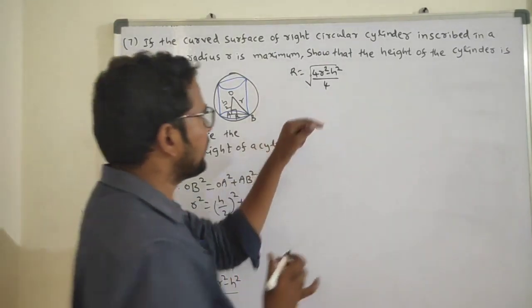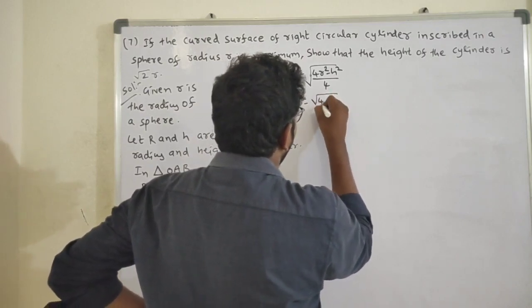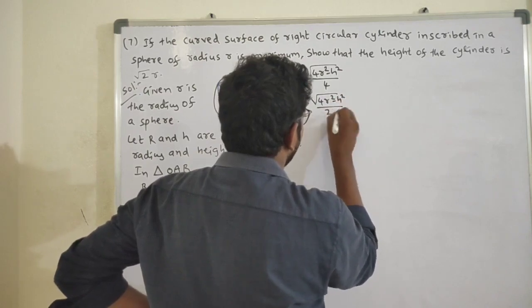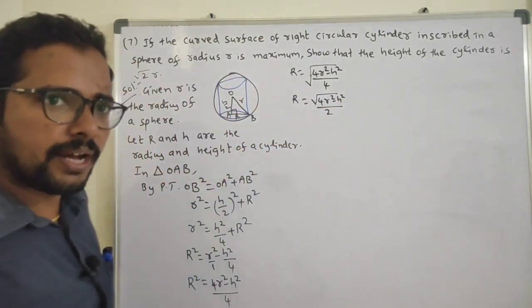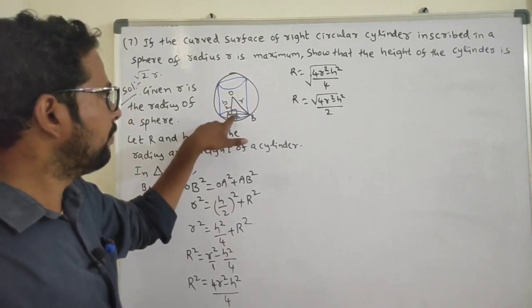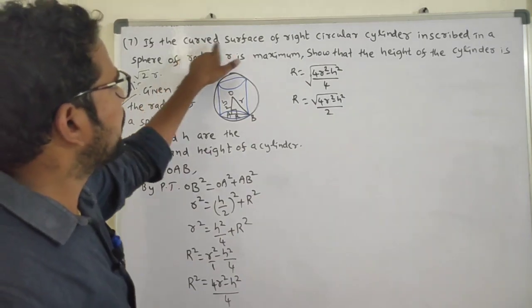So root 4 is 2. So we can take this as capital R is equal to under root of 4r square minus H square, by 2. Capital R is equal to under root of 4r square minus H square by 2. This is the radius of the base of the cylinder. Now, we take the curved surface area of the cylinder.